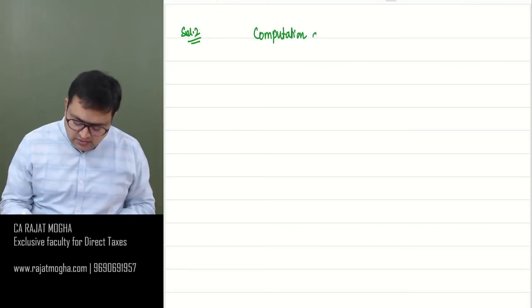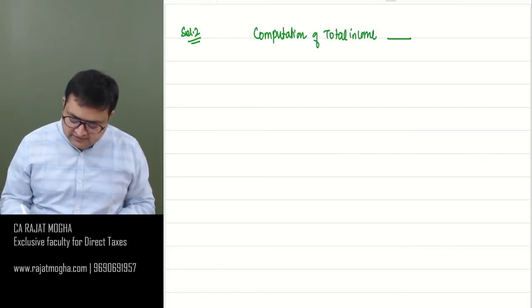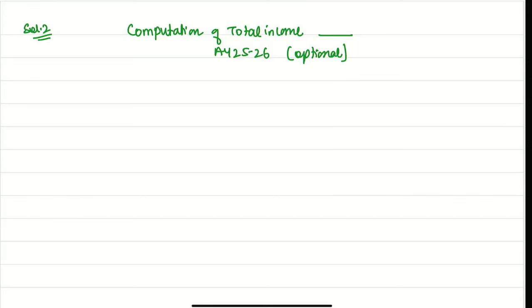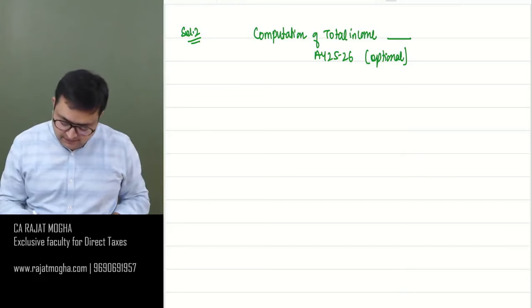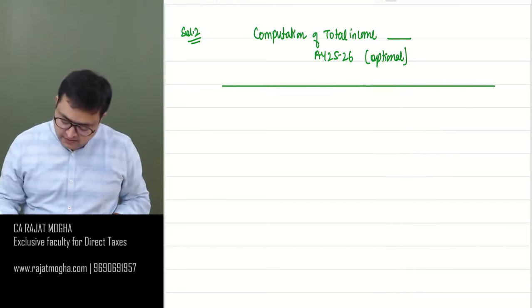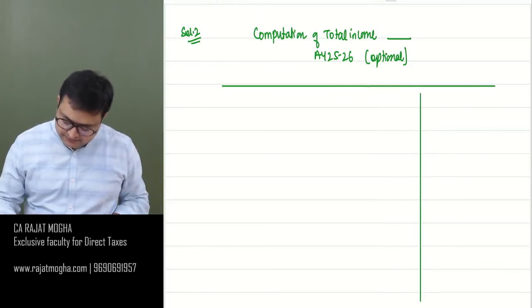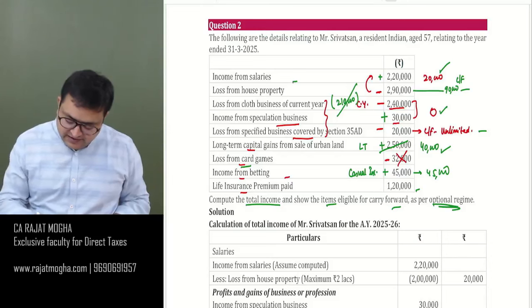Solution number 2. Computation of total income. Whatever the name of the assessee is. Assessment year 25-26. And we are following the optional regime. Salary.